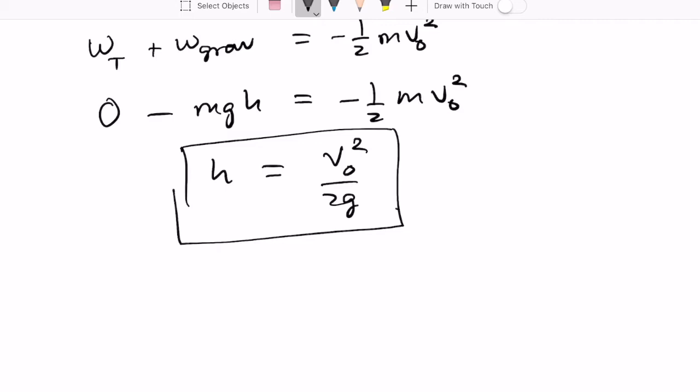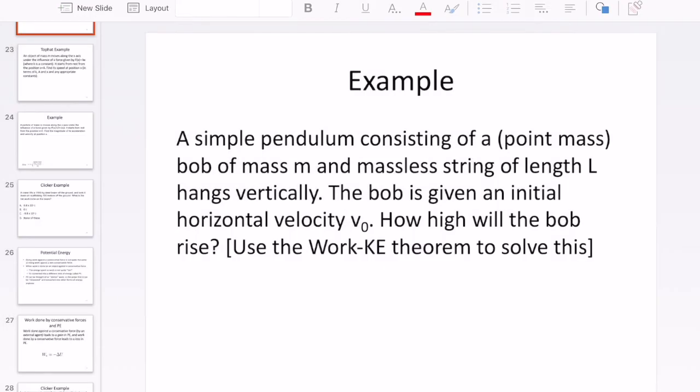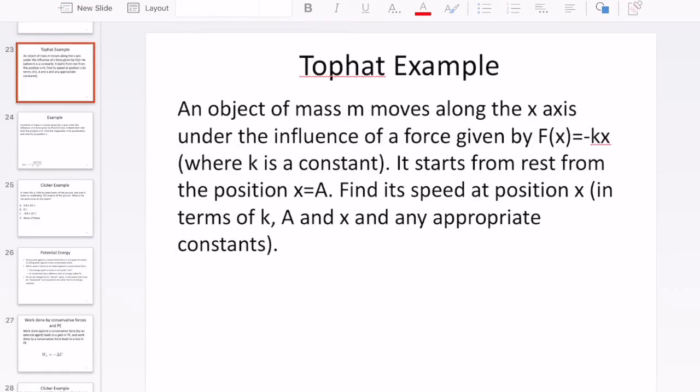Okay, let's try the problem on the next slide. Okay, so I'll let you read this problem. An object of mass m moves along the x-axis under the influence of a force which is given by minus kx. You should be able to recognize this force. It starts from rest at a certain position, x equals a, and find its speed at position x in terms of all these constants. All right, so let's give this problem a try.